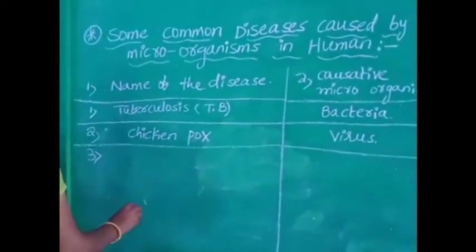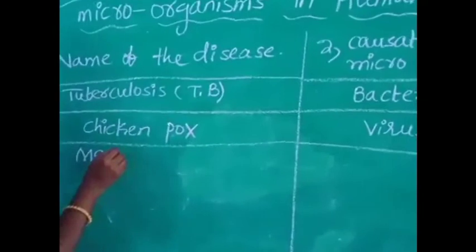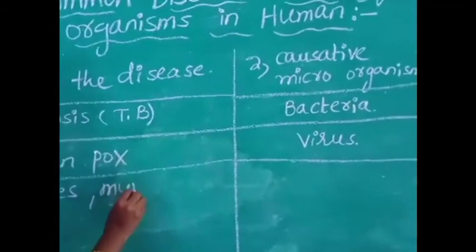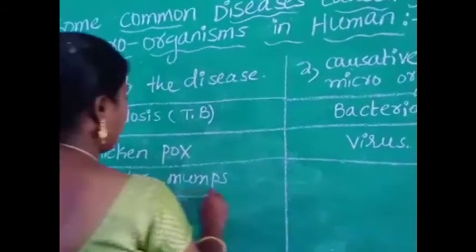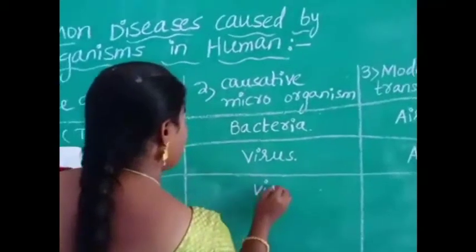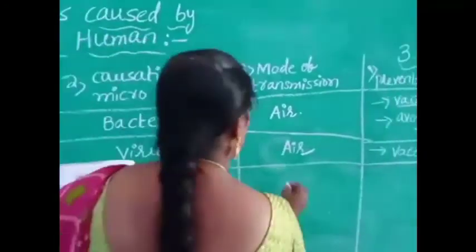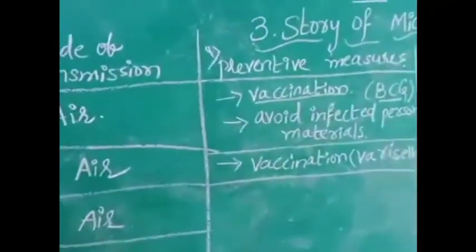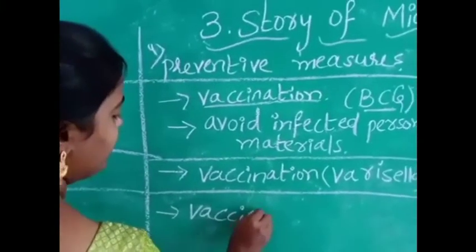And the third type of disease is measles and mumps. This disease is caused by a virus, and it is also transmitted through air. It is also controlled by vaccination.